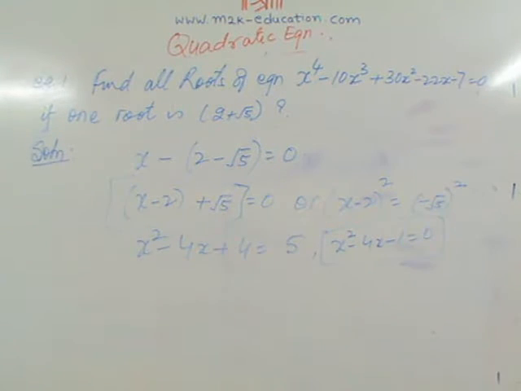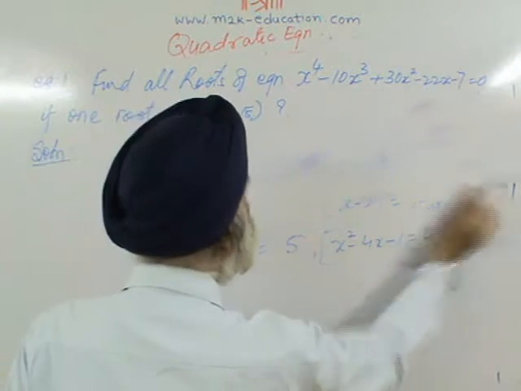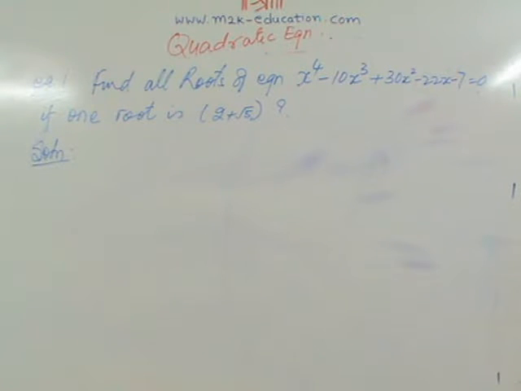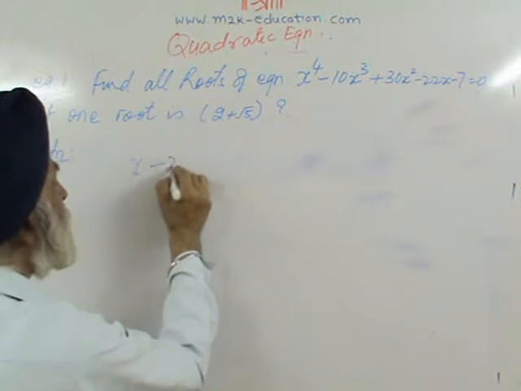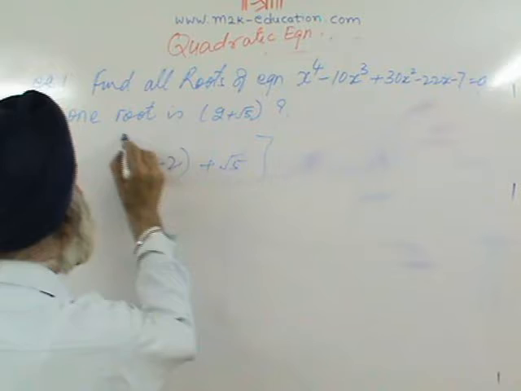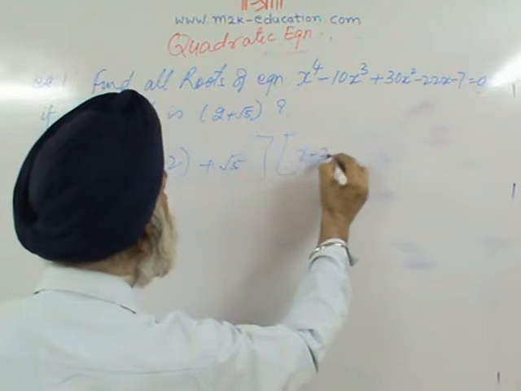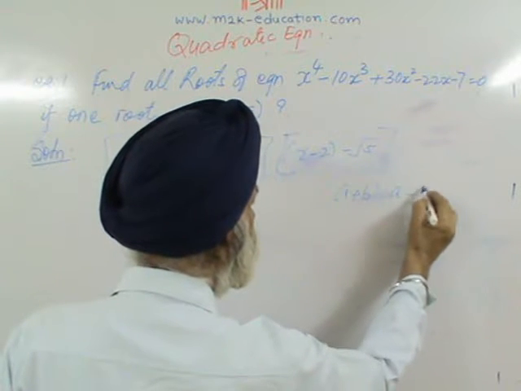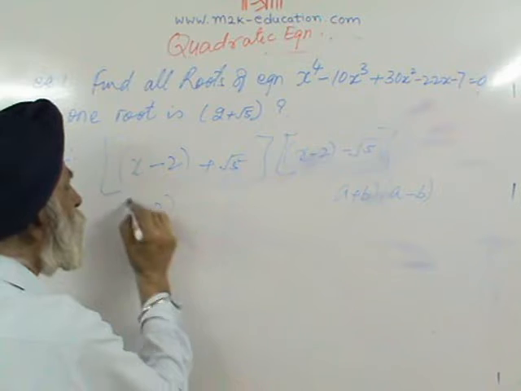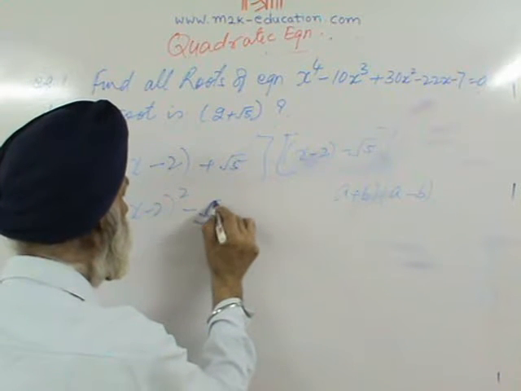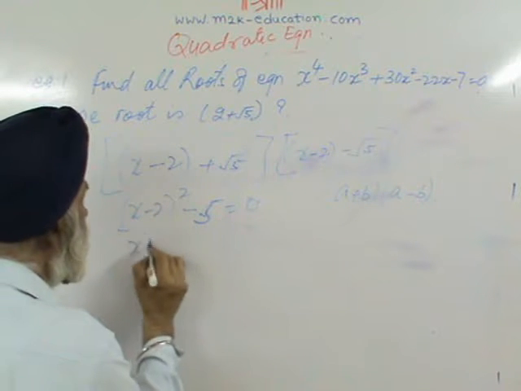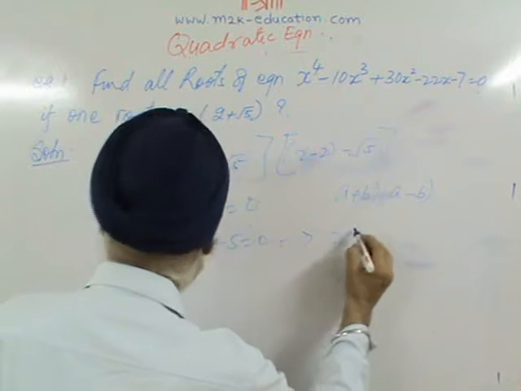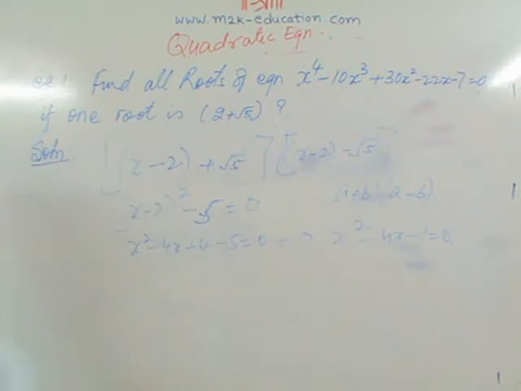Now, multiplying these two factors, x minus 2 plus root 5 and x minus 2 minus root 5, using the formula a plus b and a minus b, we finally get x minus 2 whole square minus 5 equal to 0, which again comes as x square minus 4x plus 4 minus 5 equal to 0, which leads to x square minus 4x minus 1 equal to 0. Okay?